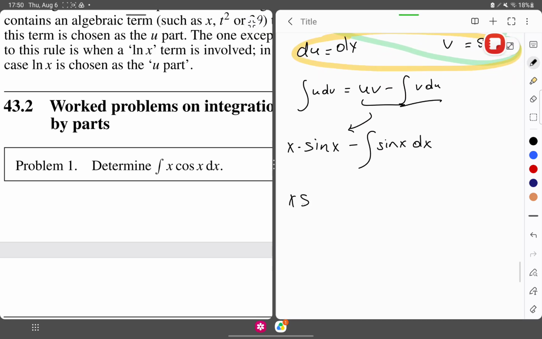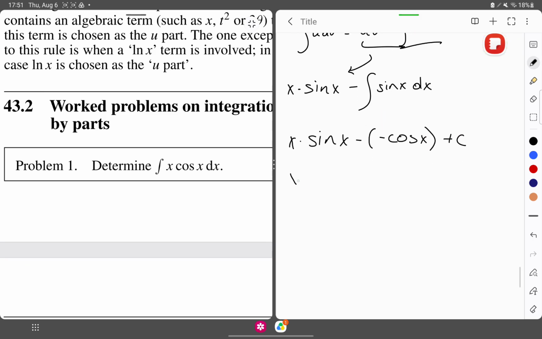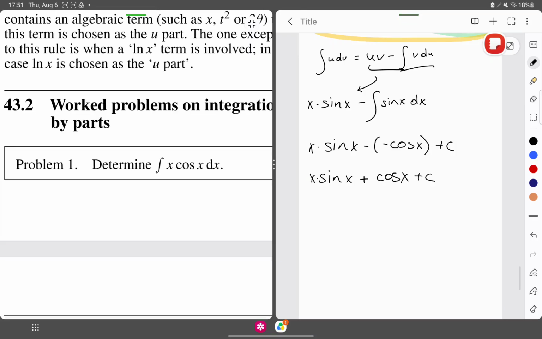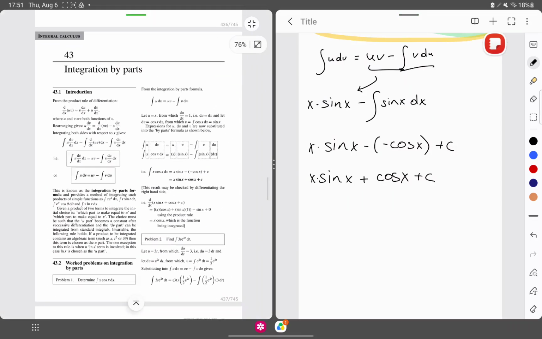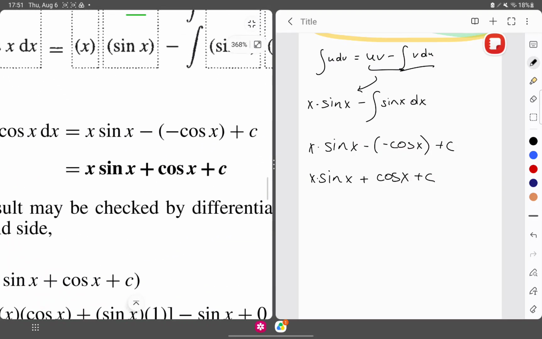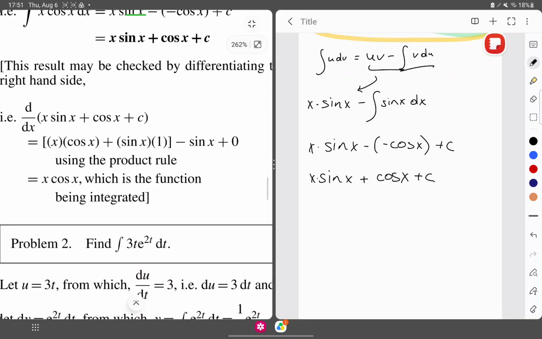So x sine x minus the integral of sine, which is negative cosine x, plus c. So x sine x plus cosine x plus c. I think it's true. Hopefully it's true. Let me see. x sine x plus cosine x plus c. So yeah, this one is correct. Let's do the second one.